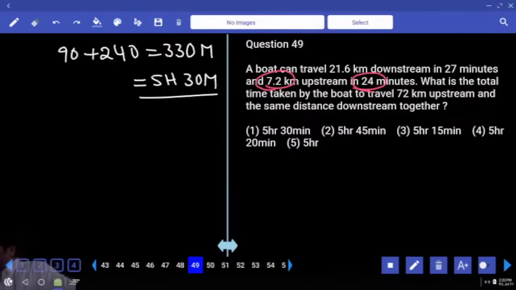Numbers are cooperative here. In every question this may not work, but here it is working. Everywhere we will calculate the speed of downstream and then upstream, but here that is not required because the numbers are cooperative.